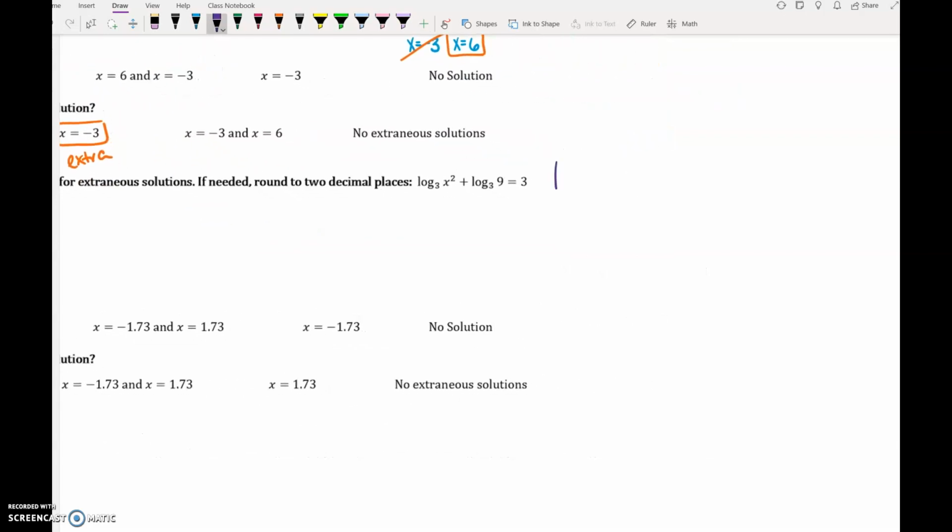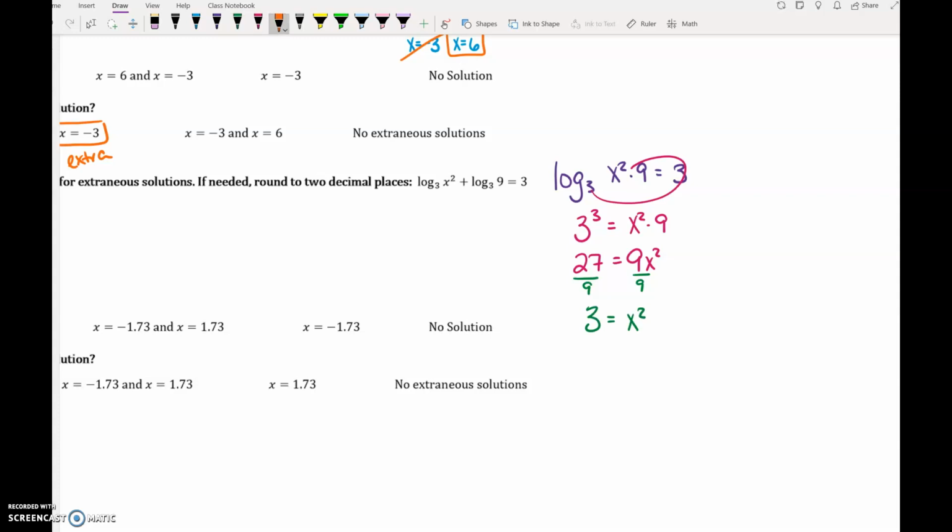So you start by condensing. You got log base 3 of x squared times 9. We need to change forms. 3 cubed equals x squared times 9. So 3 cubed is 27, 9x squared. I'm going to divide both sides by 9 to get that x squared by itself.